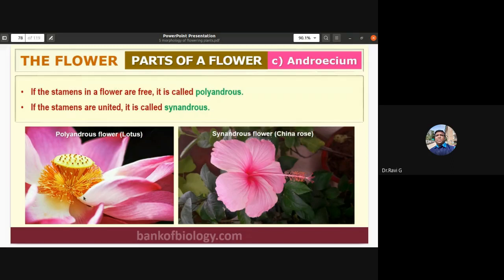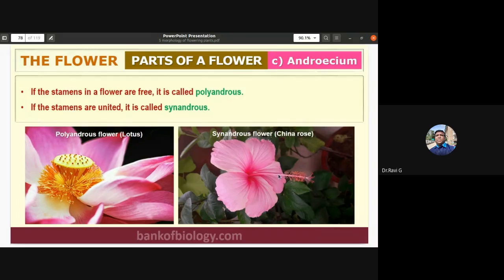See here, in the polyandrous flower, they are showing the free stamens in the case of lotus. All of them are free, none of them are fused, and they are infinite in number. Their number is not countable, more than 10. Whenever the stamens are numerous, we just call it infinite numbers. Even in the synandrous flowers, you can notice in the China rose or hibiscus, they have numerous anthers.